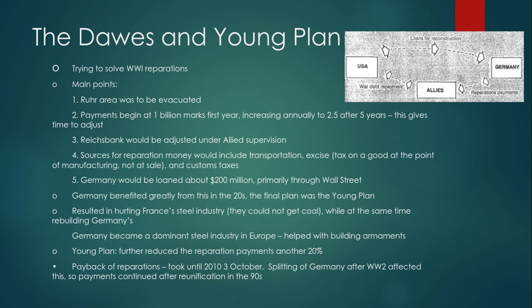The reason it took so long was after World War II, Germany split into two countries. They were no longer just Germany, you had West and East Germany. So the two didn't want to have to pay, or one didn't want to have to pay more than the other. So eventually, after reunification in the 90s, Germany did start paying those reparations again. So Germany, though, they actually did this.